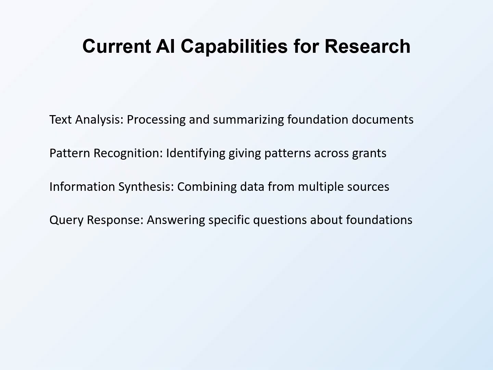Current AI tools offer several capabilities relevant to foundation research. Text analysis capabilities allow AI to process and summarize foundation documents such as guidelines, annual reports, and grant descriptions. Rather than reading every word yourself, you can ask AI to extract key information, summarize priorities, or identify relevant passages.